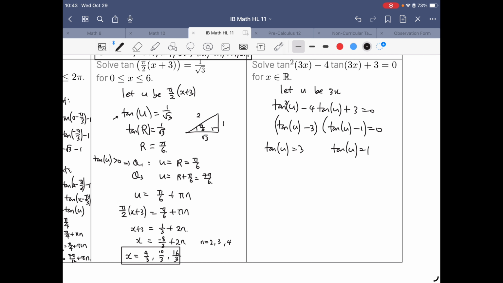So if I solve for u in each case, tangent of r is equal to 3. Well, 3 looks like a special triangle, but actually it's not. So let's do arctan of 3 to get 1.25. And because it's positive, u is equal to 1.25 plus pi n. And that's my answer for that. Same thing on the right hand side. I'm going to replace u with r, and this one is indeed an exact special triangle, so that's pi over 4. That's going to be u is equal to pi over 4 plus pi n.